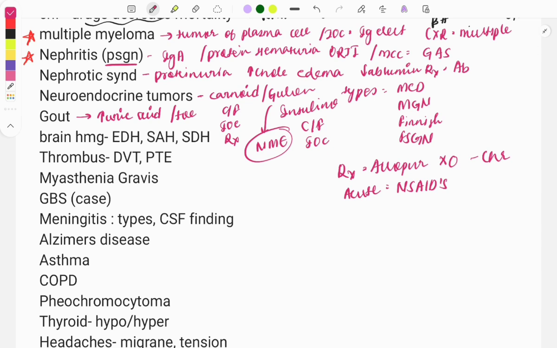Then moving on to brain hemorrhage. Brain hemorrhage is also a must-do topic, asked in correlation with surgery, radiology, and even in medicine or FSM. I have already posted a video on brain hemorrhages, the various types, the EDH, subarachnoid hemorrhage and subdural hemorrhage, what findings you can see on the X-ray, what treatment you need to know, and also the clinical features. So you can see the video about brain hemorrhages. You can find it on my YouTube channel.